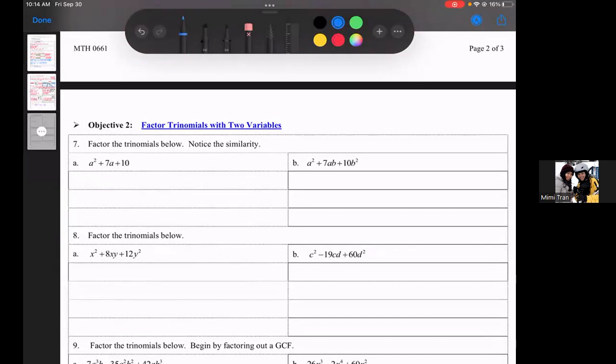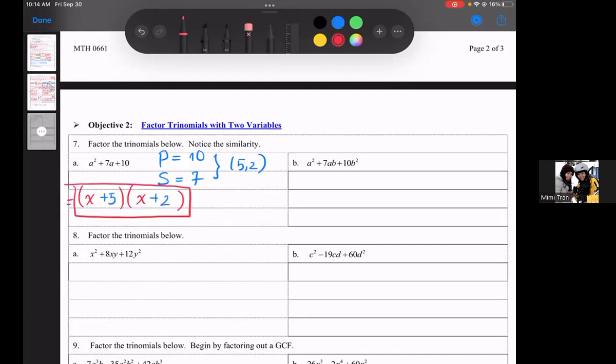Okay, number 8. Can someone tell me two numbers whose product is 10 and sum is 7? 5 and 2. And then all I have to do is fill it in, right? So x and x, plus 5 and plus 2, then I'm done.